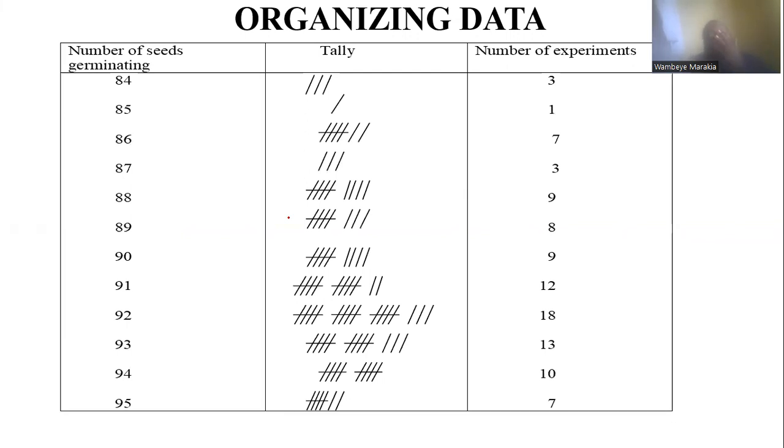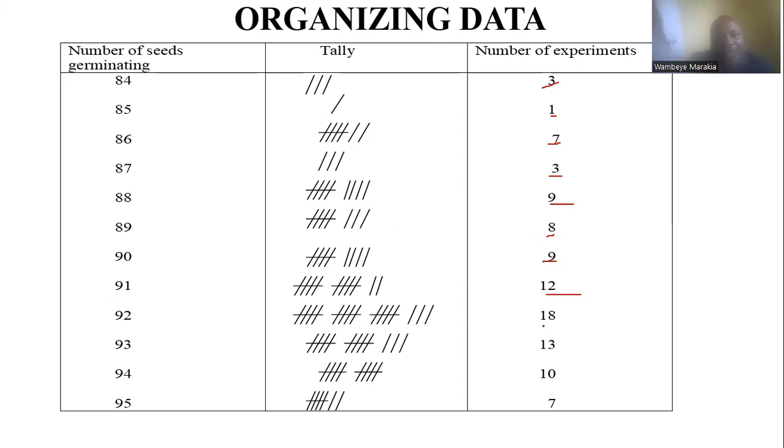I organized it early for us so that we don't waste a lot of time tallying up to the end. And we realize that 84 is appearing 3 times. 85 is appearing only 1 time. 86 is appearing 7 times. 87 is appearing 3 times. 88 is appearing 9 times. 89 is appearing 8 times. 90 is appearing 9 times. 91 is appearing 12 times.